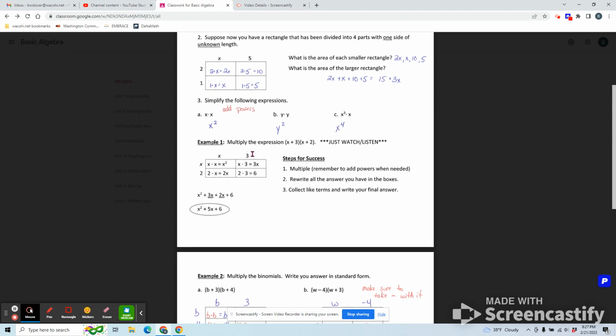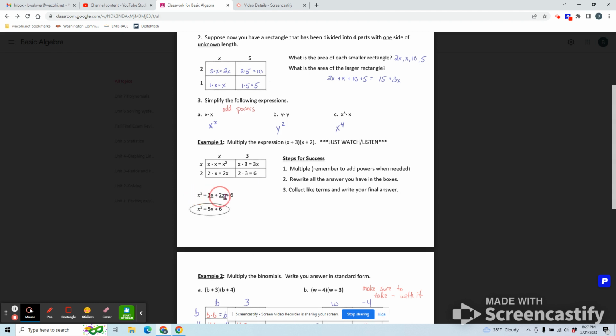So now that I have those lengths identified, I go ahead and find the area of each rectangle, just like we did in the warm-up. x times x is x squared, 3 times x is 3x, 2 times x is 2x, 2 times 3 is 6.